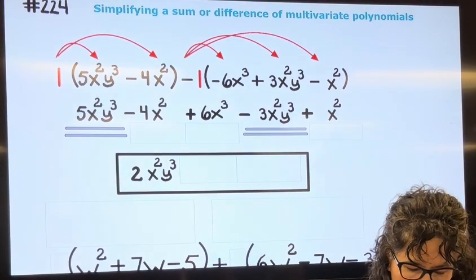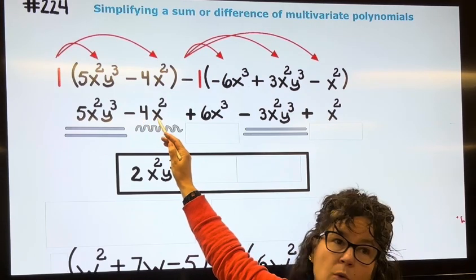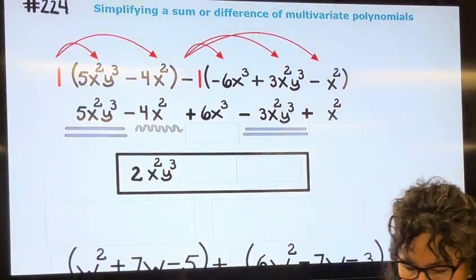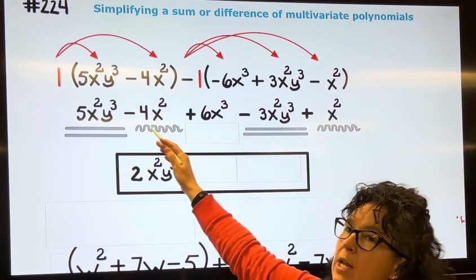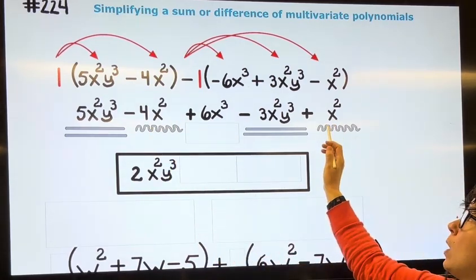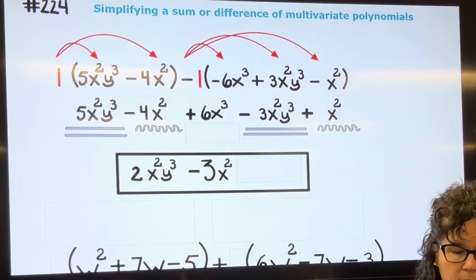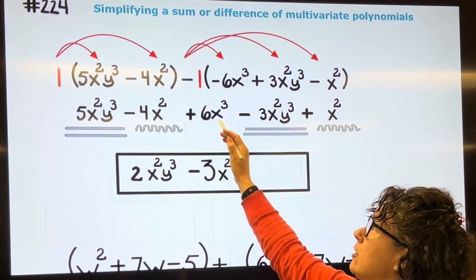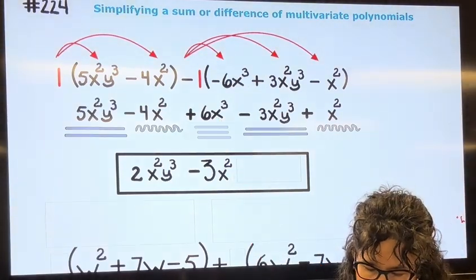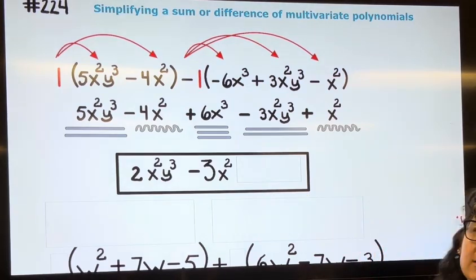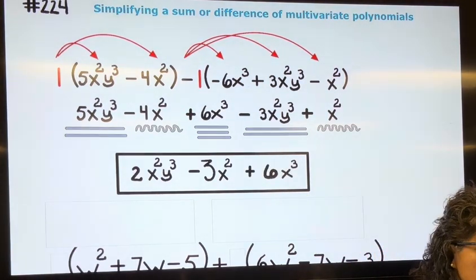Okay, then the next one, say minus 4x squared. This is how many x squareds I have. So go looking for any other x squareds, and I have 1x squared. So -4x squared plus 1x squared is minus 3x squared. And then lastly, looking for any x cubed, I have 6x cubed. And I don't have any other x cubed, so I'm just going to put plus 6x cubed.